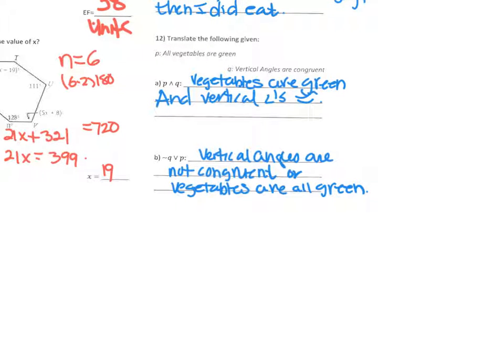And here we wrap it up with our last, translate the following. All vegetables are green, that's your P. Q, vertical angles are congruent. P, this symbol Q, vegetables are green and vertical angles are congruent. Here we have a negation, so vertical angles are not congruent or vegetables are all green. And that concludes your review.